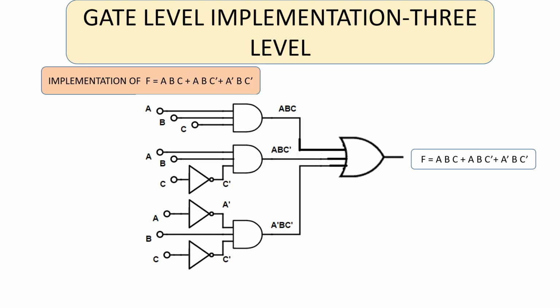Based on the same explanation, the implementation of F is equal to ABC plus ABC bar plus A bar B C bar is given. So three AND gates, the required NOT gates, and a final OR gate.